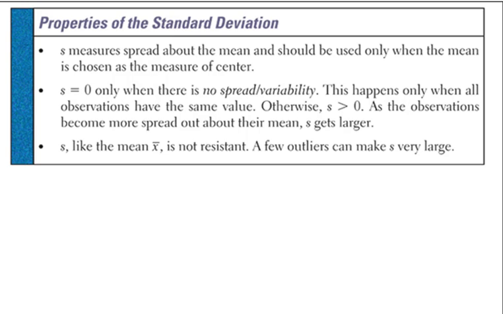all found on page 86 in your book. Okay, S measures spread about the mean and should be used only when the mean is chosen as a measure of center. So we're going to talk about why this is. Basically, the standard deviation is a very powerful tool, and it's great so long as we have a symmetric distribution. The standard deviation, like the mean, is not resistant. So if we have skewed data or data with outliers, the standard deviation is not going to be useful, and we're going to have to use the five-number summary to make good decisions about the distribution.